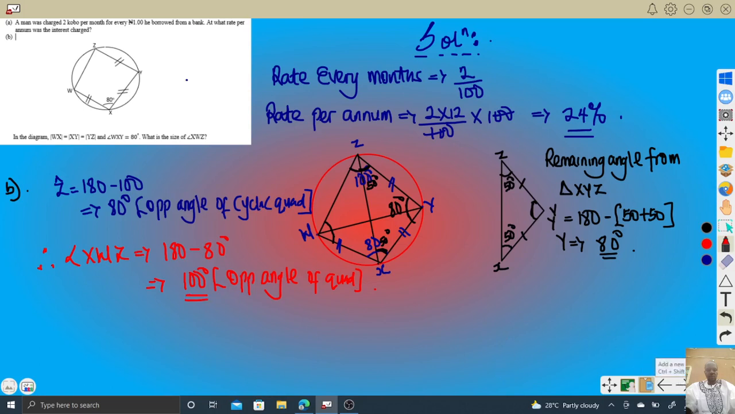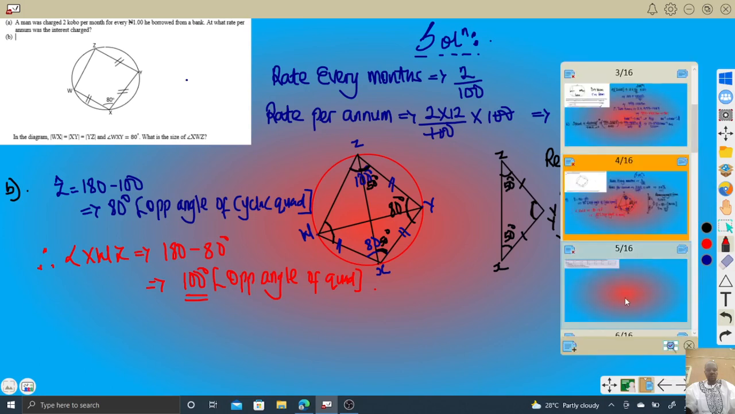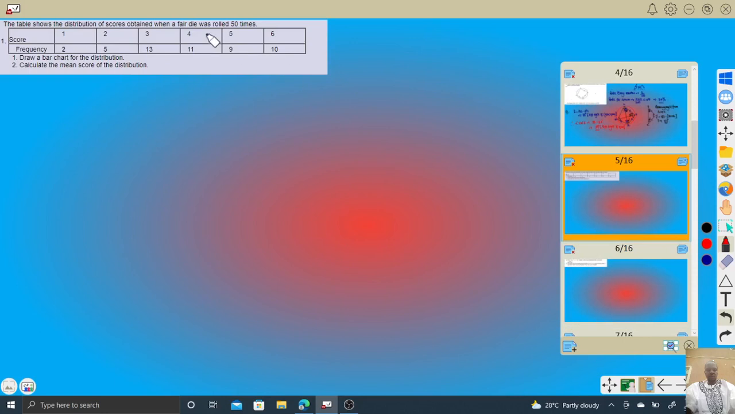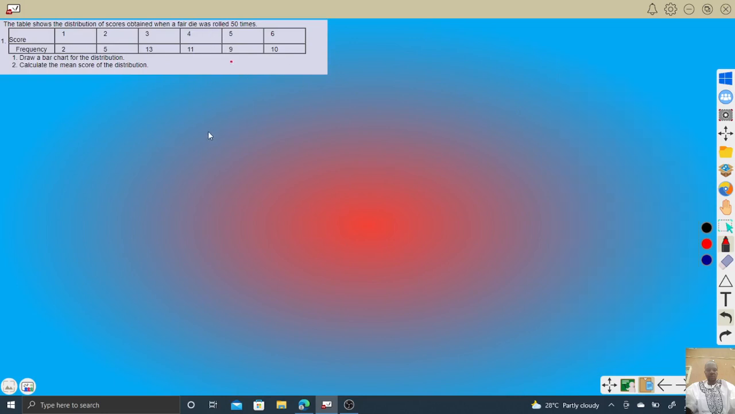Question number 5. Thank you. Now, question 5. The table shows the distribution of scores obtained when a fair die is rolled 50 times. The score against the frequency, we have the data. We have to draw a bar chart of the distribution. Let's do that. I just need to explain what a bar chart means.